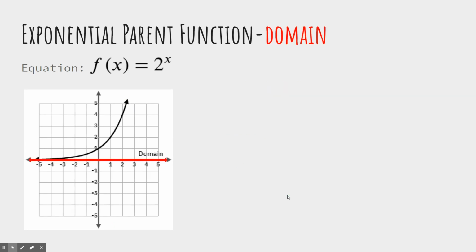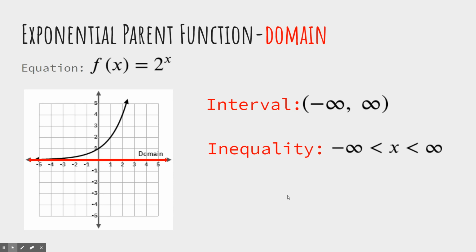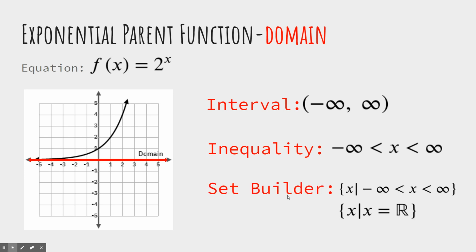Now to focus on the domain, in interval notation, it's negative infinity to infinity. Inequality is negative infinity is less than x is less than infinity. And set builder can be written in two ways. x such that negative infinity is less than x is less than infinity, or you can say x such that x is equal to all real numbers.